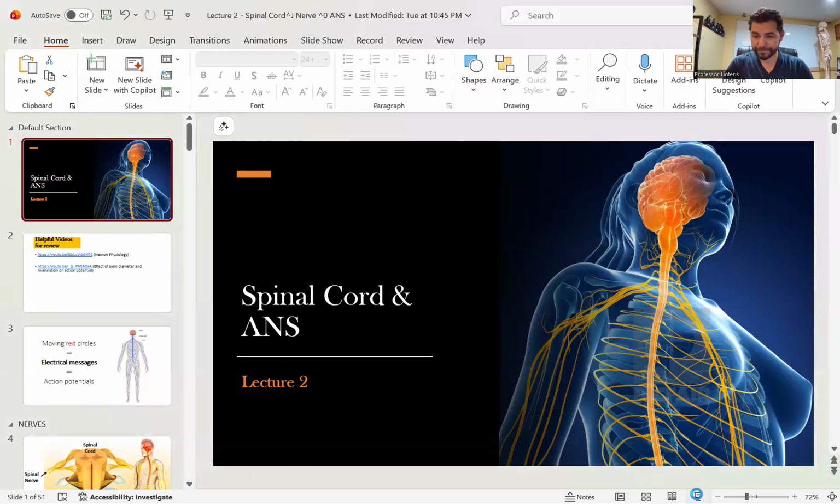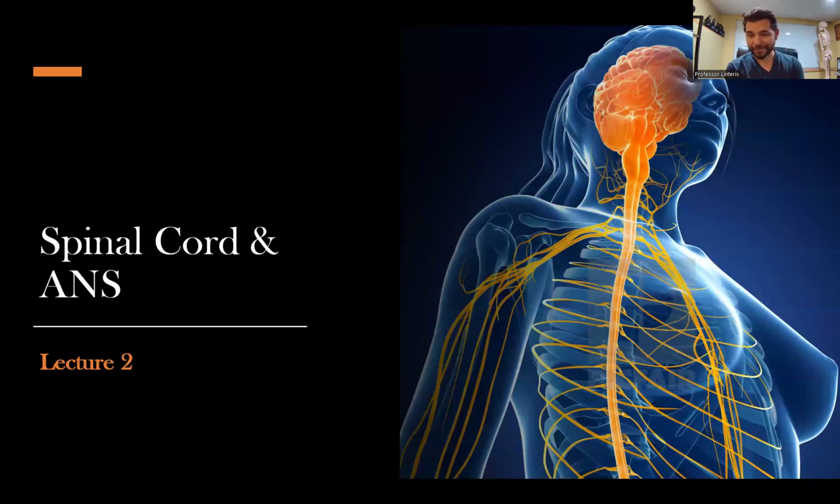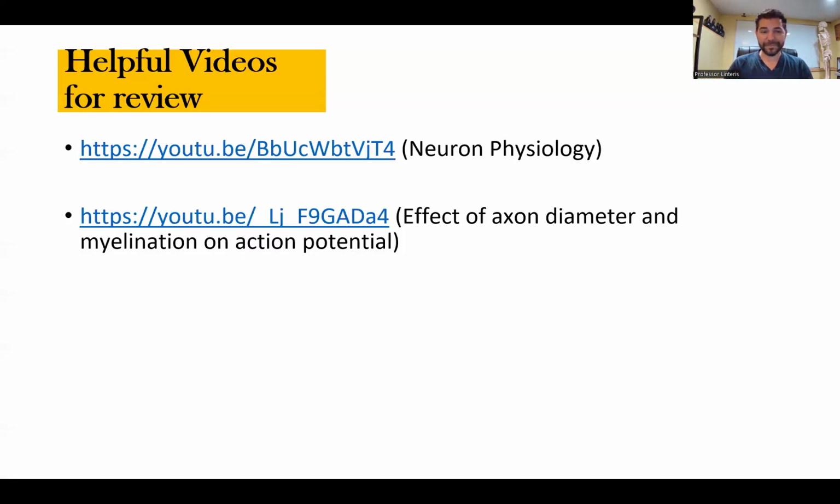We're going to do our second lecture today on the spinal cord and the autonomic nervous system. I'll walk you through the lecture, explain everything, and tell you what's important to know. Let's get started. There are a couple of videos reviewing neuron physiology that we covered in the last lecture, and talking about action potentials. Feel free to check those out, as well as a few other videos linked in this PowerPoint.